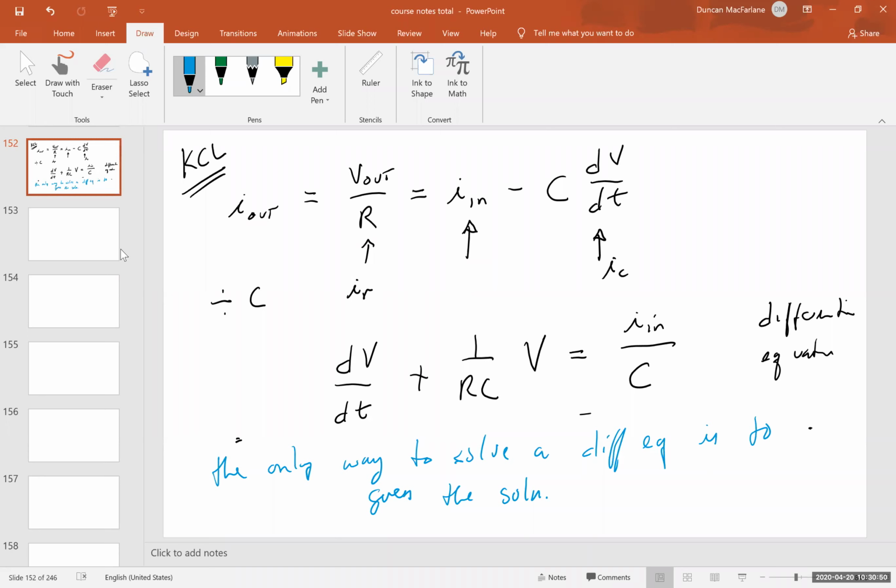But it really emphasized to me that there is an absolute guessing process that goes on to solve a differential equation. There are very few techniques that really get you there.